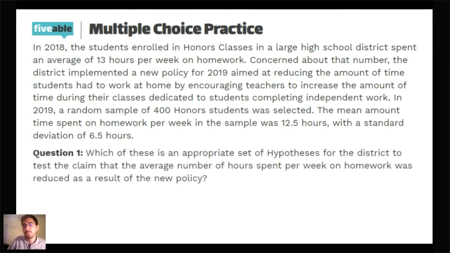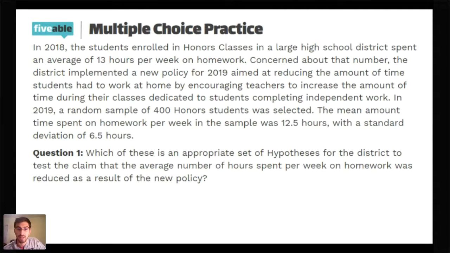So with that, which of these is an appropriate set of hypotheses for the district to test the claim that the average number of hours spent per week on homework was reduced as a result of the new policy? Mu is population mean, x̄ is sample mean. Correct. Yep. Mu is the symbol if you're talking about a whole population. x̄ is the symbol if you're talking about just a sample. And that's similar to how p and p̂ interact. p is for a whole population. p̂ is for just a sample.